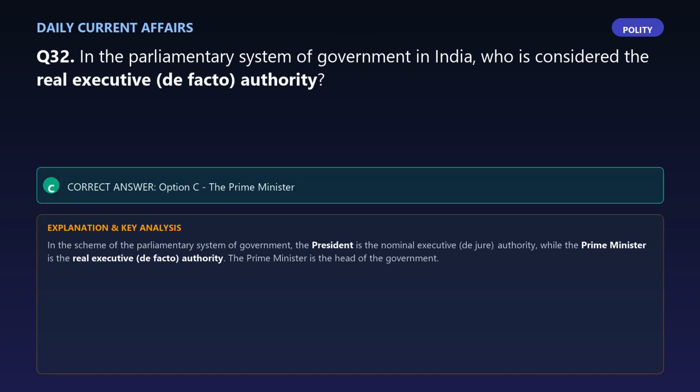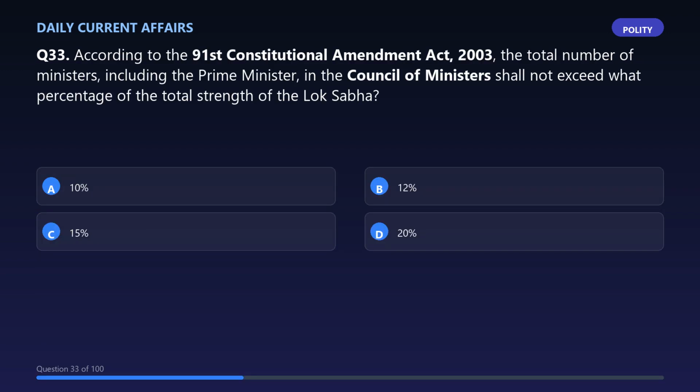The correct answer is option C, the Prime Minister. Explanation: in the scheme of the parliamentary system of government, the President is the nominal executive, de jure, authority, while the Prime Minister is the real executive, de facto, authority. The Prime Minister is the head of the government. Question 33. According to the 91st Constitutional Amendment Act, 2003, the total number of ministers, including the Prime Minister, in the Council of Ministers shall not exceed what percentage of the total strength of the Lok Sabha?